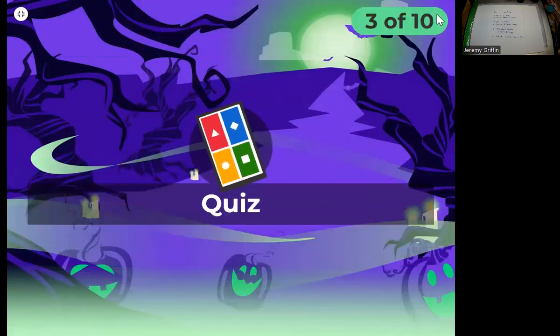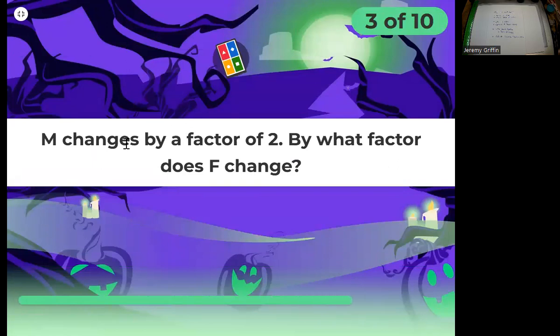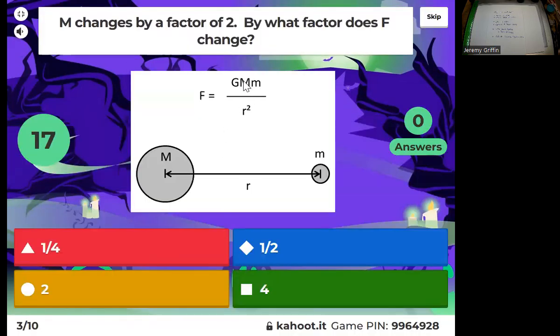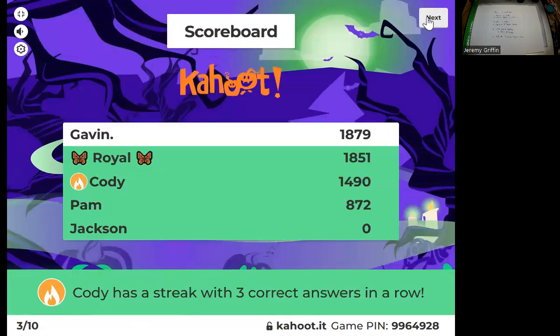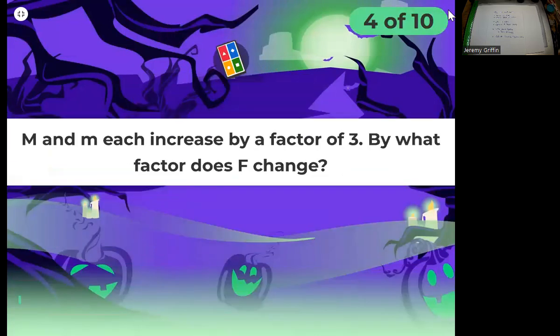All right, points. Suppose you double one of the masses. Now what happens to the force, all else equal, of course? It's a factor of 2 on that mass, so the overall force also doubles. Good. Now that one is a direct relationship, right? Double one of the masses, the overall force of gravity also doubles. All right, Cody on fire, moving up. Gavin still in the lead.